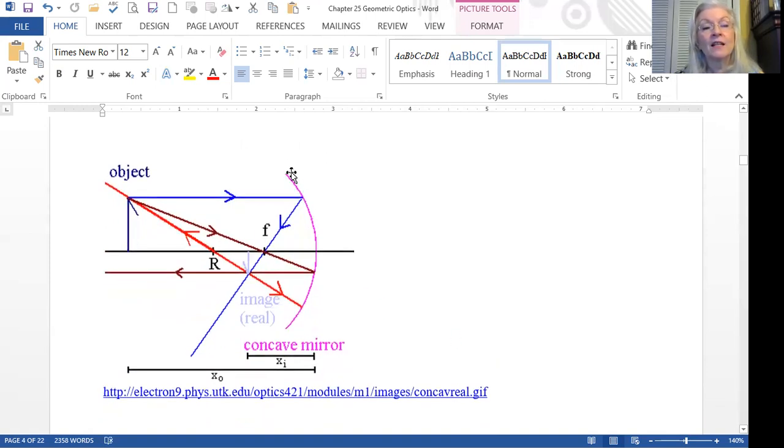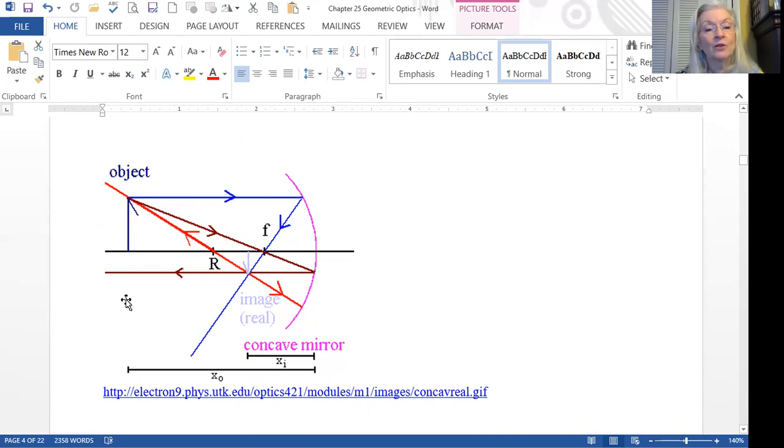So let's look. If this pink represents our concave mirror, and the object is over here, and you as the observer are over here on the far left-hand side looking. So light that starts out at the top of the object comes in. This black line is our central axis. So light that starts out at the top comes in, hits the mirror, bounces off, and goes out through the focal point, F. Light that comes in through the focal point, hits the mirror, and bounces off parallel to the axis. And where these two cross each other, that's the image.